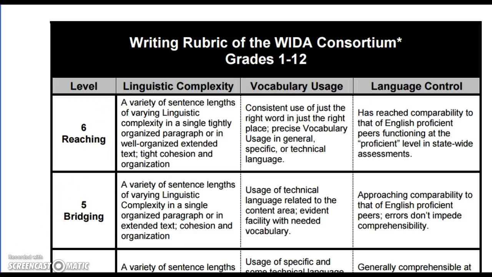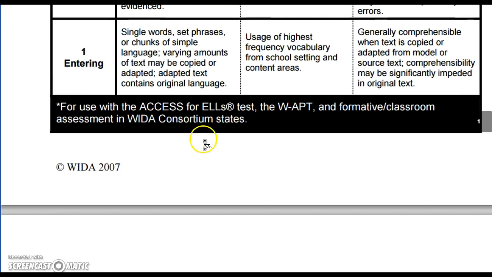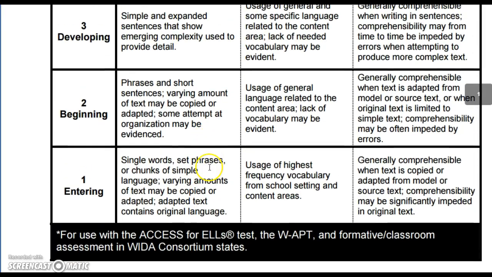So we're going to do the same thing with the writing rubric that we did with the speaking rubric today. We're going to look at the different categories from level 1 to level 6. They'll go a lot faster, however, because the speaking rubric does map on very well to the writing rubric. So starting at level 1 with linguistic complexity, we see that students are writing in single words and set phrases, and that much of it is copied or adapted.